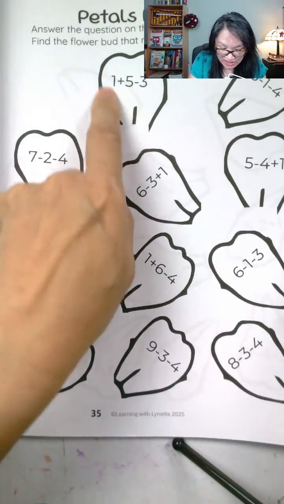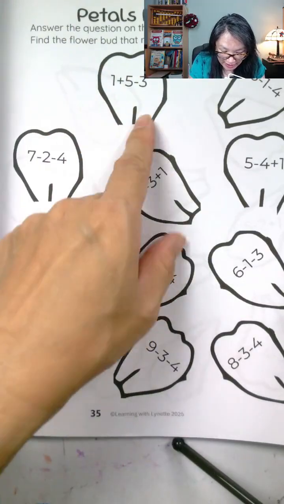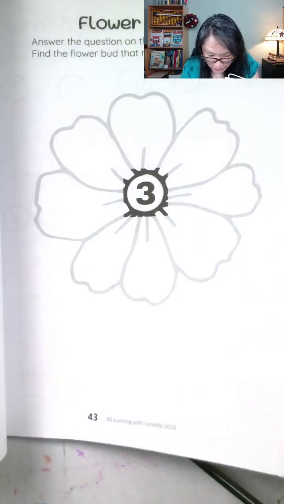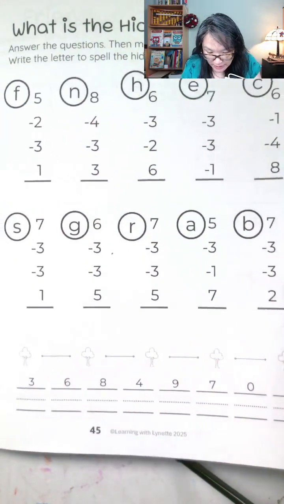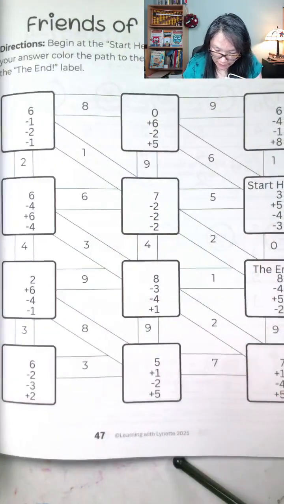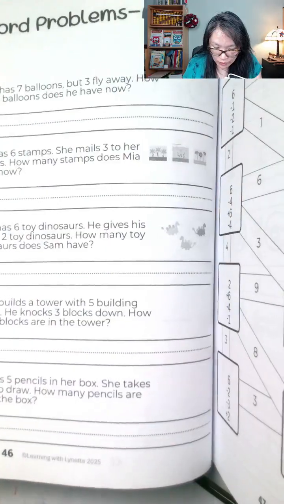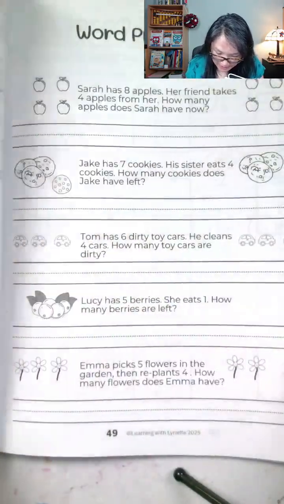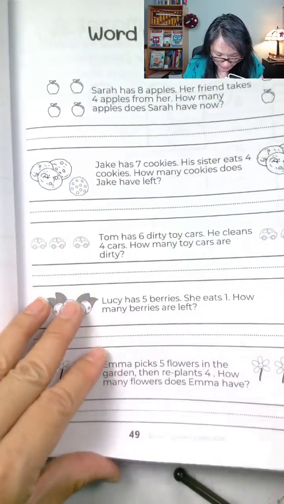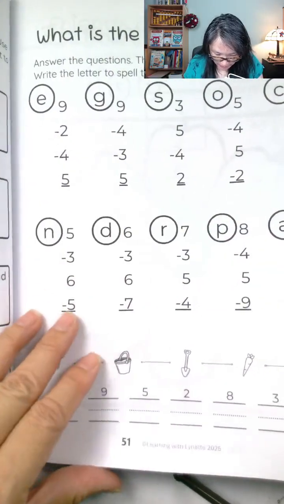The activity is you answer the question and you cut it out, and then you have to find the bud that goes with it. And then obviously you glue it. And then this one is a hidden word. And after the hidden word, again, I added more word problems. And then this one is a maze because I like mazes. I like mazes and I like puzzles. And then the word problems and more puzzles.